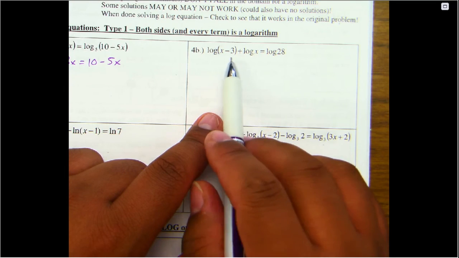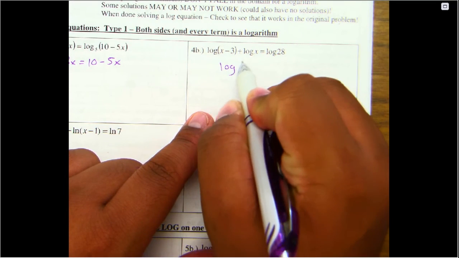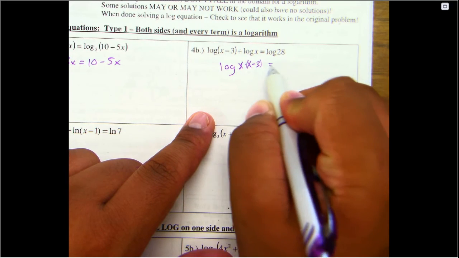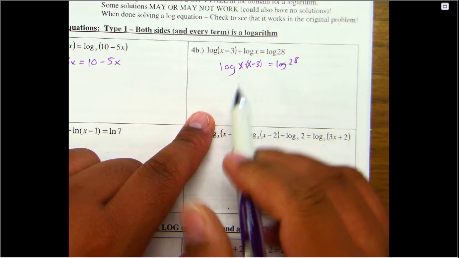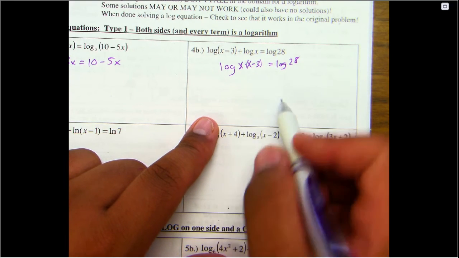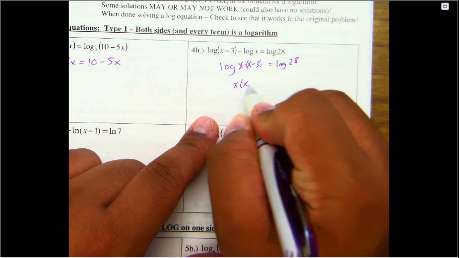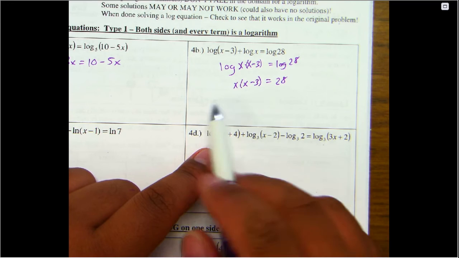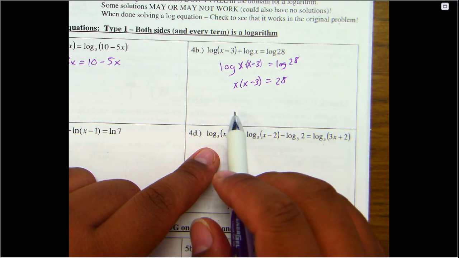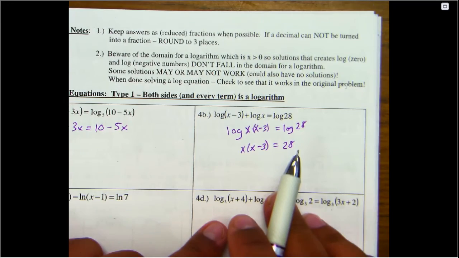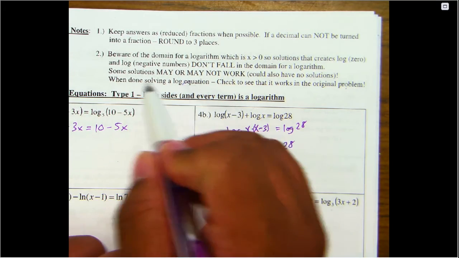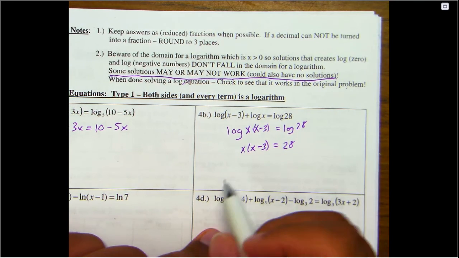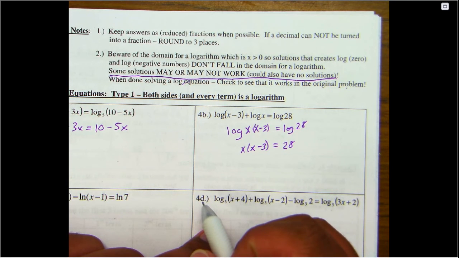The next one, what do we have between these logarithms? Addition, so I can combine them, so that would give me log of x times x minus 3 equals log of 28. So now that I have one log on both sides, I just set their arguments equal to each other. That turns into a quadratic. Now, your notes up here tell you some solutions may or may not work. There could also be no solution. You need to check them.